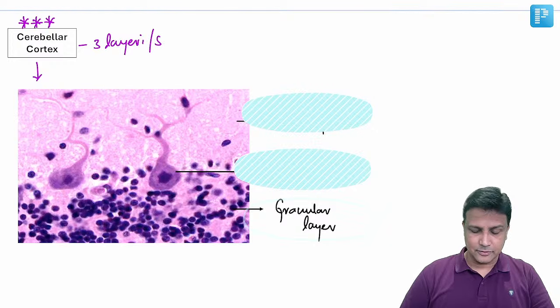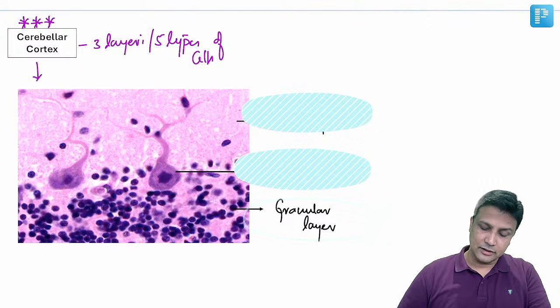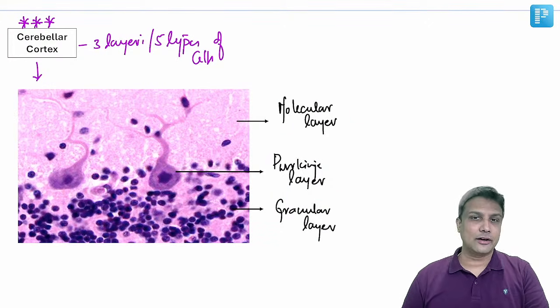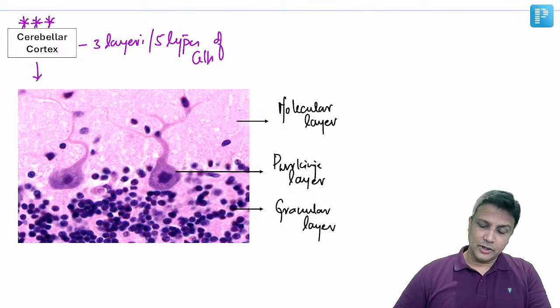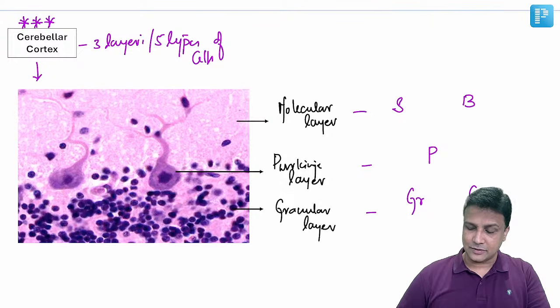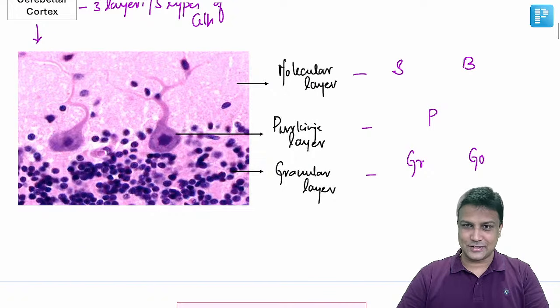And in these 3 layers, we'll be having 5 different types of cells. Now first, remember the names here. The outermost layer here will be the molecular layer. The middle layer here will be the Purkinje layer. And the innermost layer here will be the granular layer. Molecular, Purkinje, and the granular layer. Now in the molecular layer, you'll be having the stellate cells and the basket cell. In the Purkinje layer, there will be Purkinje cells, and in the granular layer, you'll be having granular cells as well as the Golgi cell. So we are done with the 3 layers as well as 5 different types of cells.